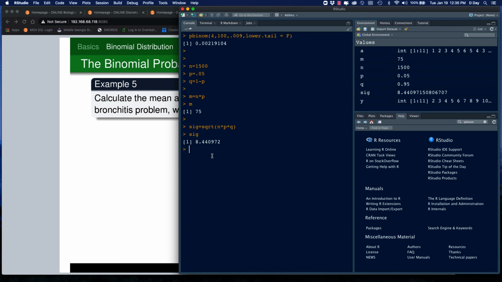Okay, and that's pretty much it for that. So there's our mean, 75, and there's our standard deviation. Again, this stuff is also in the R code only text file in D2L.